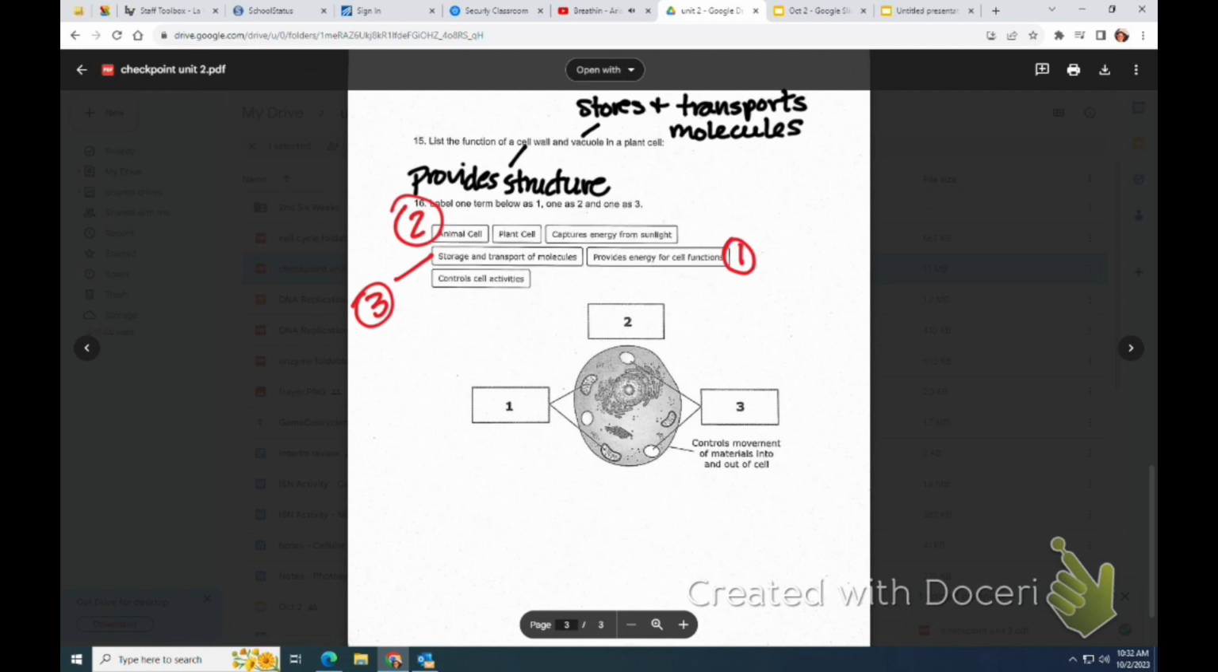Go ahead and put that warm up away somewhere safe. You may take out your Chromebook, and I'll put the code for the Kahoot up on the screen in just a moment.